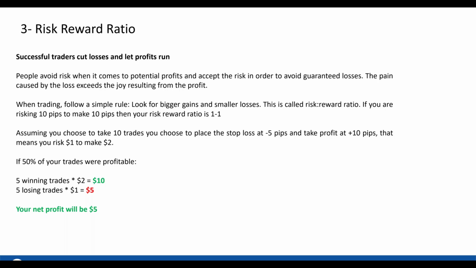If you are risking 10 pips to make 10 pips, then your risk-to-reward ratio is 1:1. Assuming you have to take 10 trades, you choose to place the stop loss at -5 pips and take profit at plus 10 pips. That means you risk $1 to make $2. If 50% of those trades were profitable, then 5 winning trades times $2 is equal to $10 in gains. 5 losing trades at $1 equals $5 in losses. Your net profit will be $5.